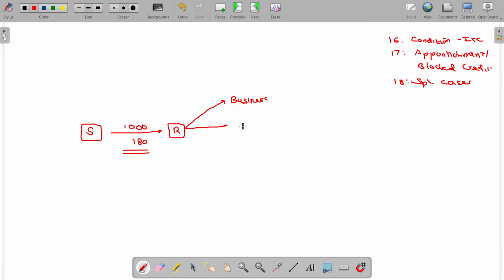and non-business purpose, and again business purpose for exempt supply. This is taxable supply. Assume that around 40% is for taxable supply, for business supply 25%, and 35% for non-business purpose, means personal purpose.